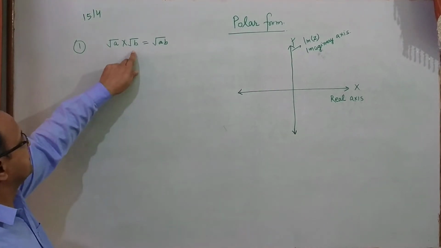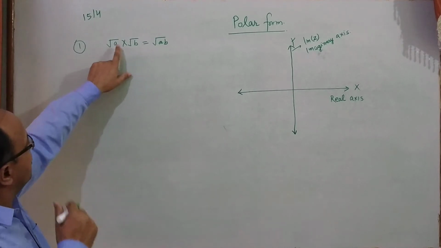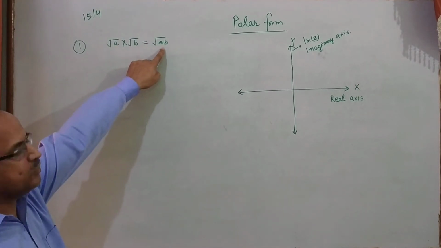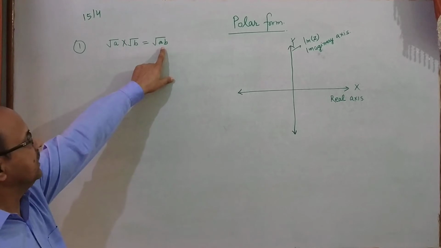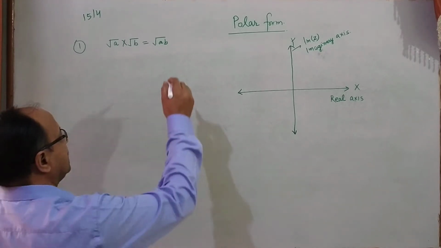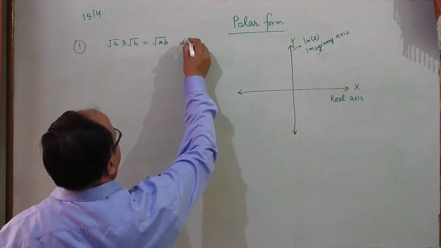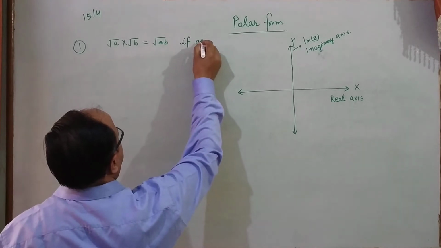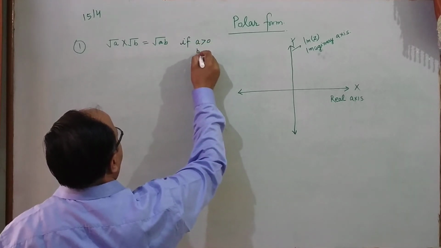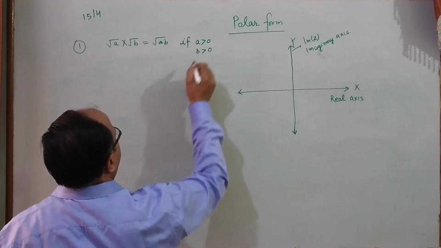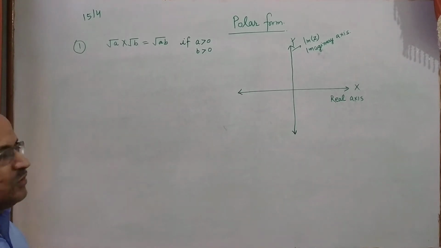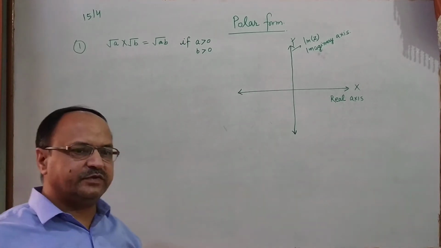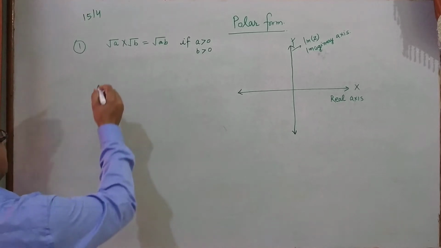Today we will discuss the polar form of the complex number, chapter number 5. In this chapter, you know very well, root a into root b is equal to root ab. It is possible only when a is greater than 0 and b is greater than 0.